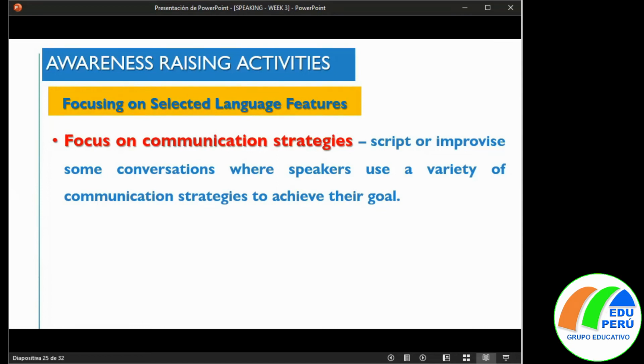Notice the kind of activities that you could do with students to speak. Notice they are going to speak, but they need to identify it first. So you give them some conversations with this structure and to use different communication strategies.